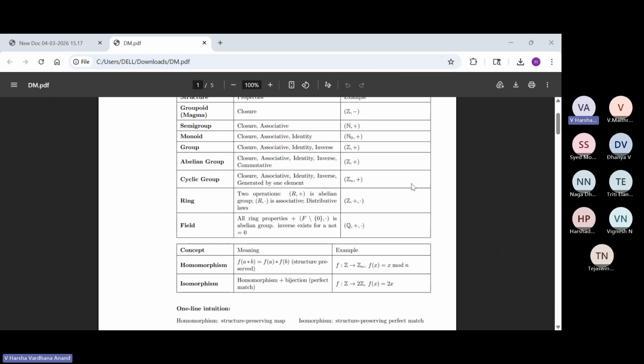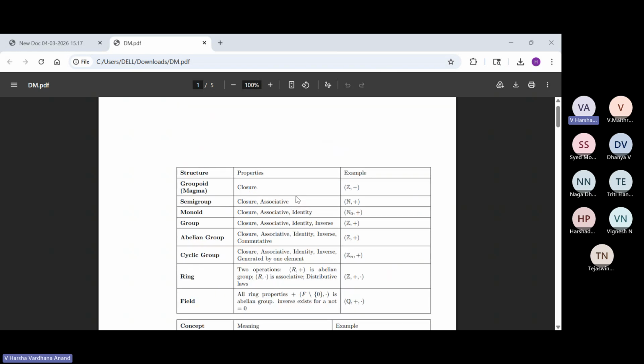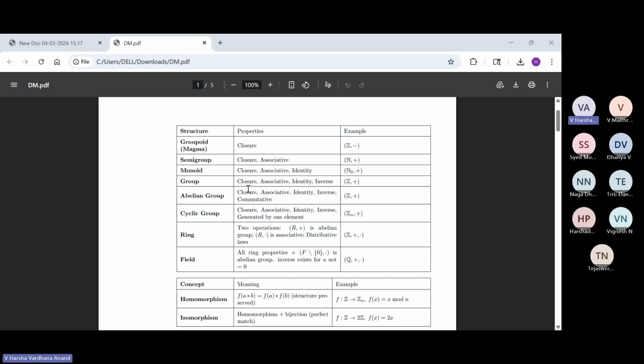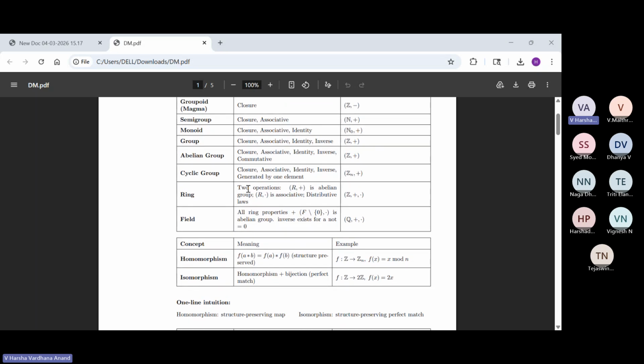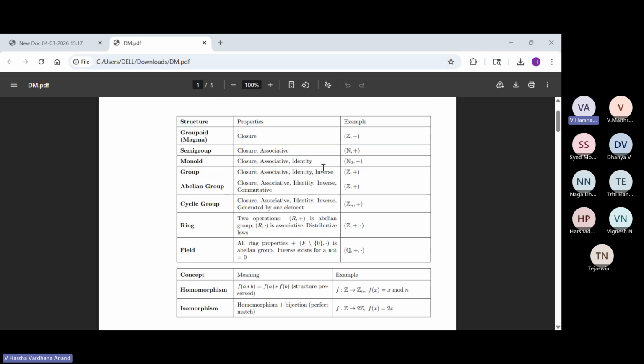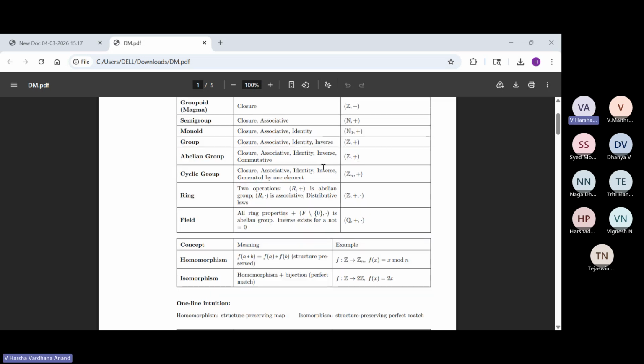So next, ring. Till now we saw groupoid, semigroup, monoid, group, abelian group, and cyclic group. All these follow one operation, that is plus or minus. It should be only one operation. But ring and field can have two. They're defined by two operations. For example, ring just says that it's two operations, plus and multiplication.